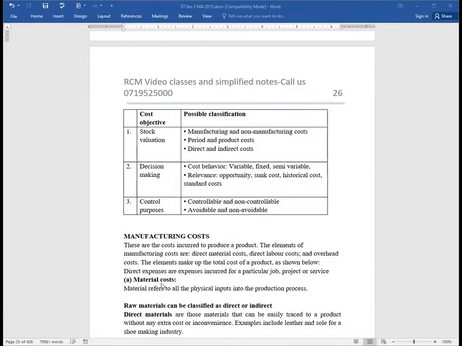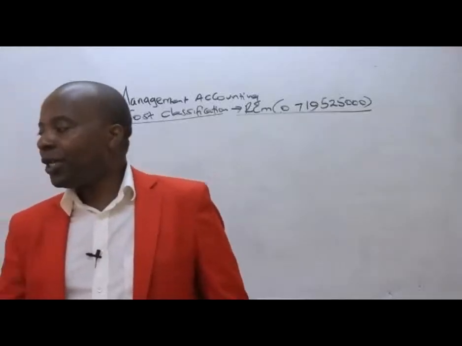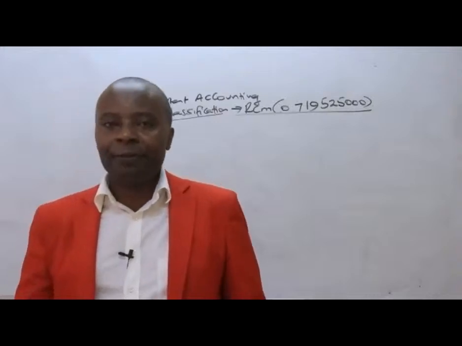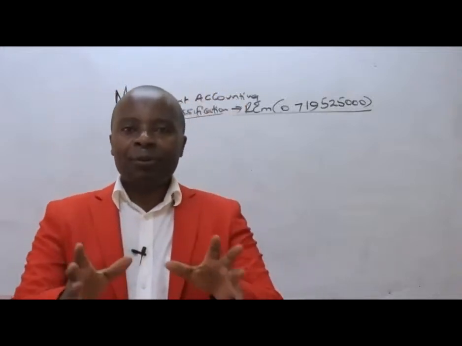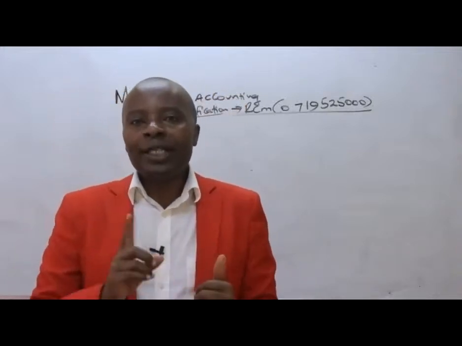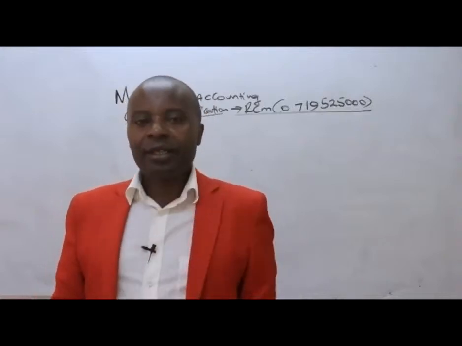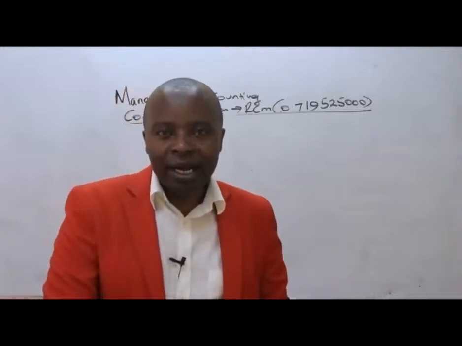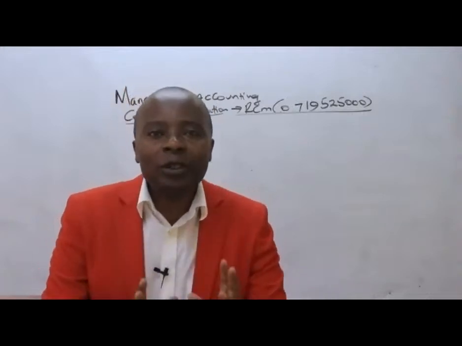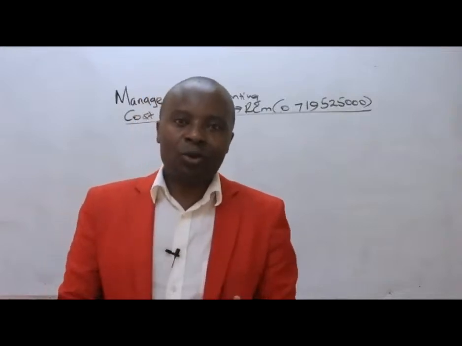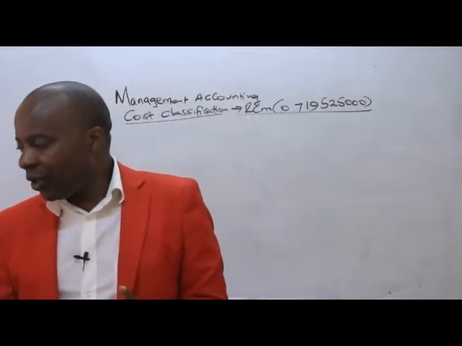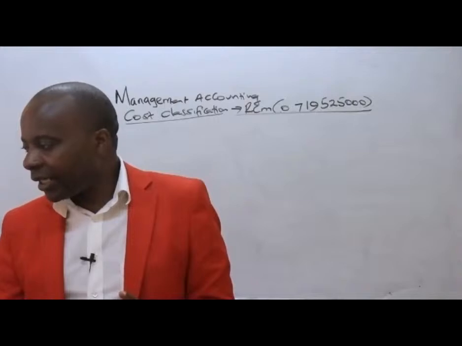Material cost refers to all the physical inputs into a production process. Ladies and gentlemen, if for instance today I was a carpenter producing tables, some of the raw materials that I will need will be, for instance, timber. So when I bring in the timber, that automatically will be accounted under raw materials. It's important for you to understand that.